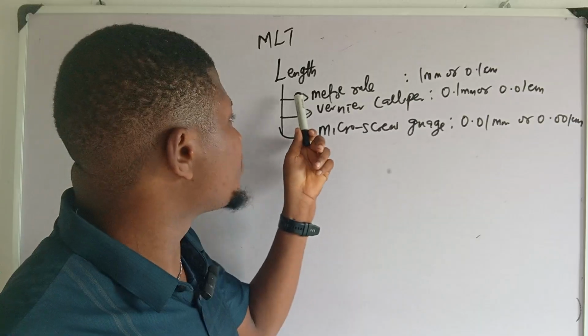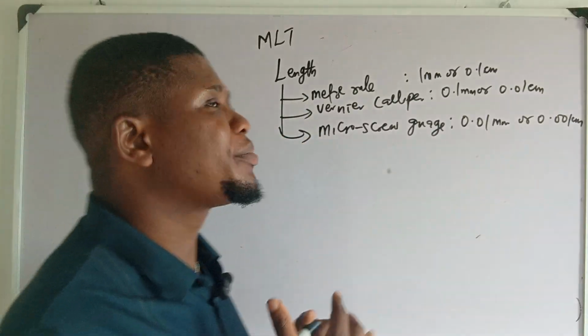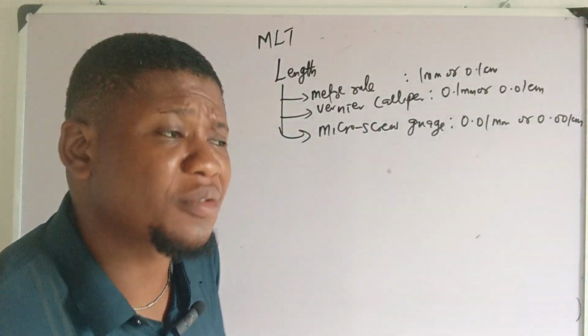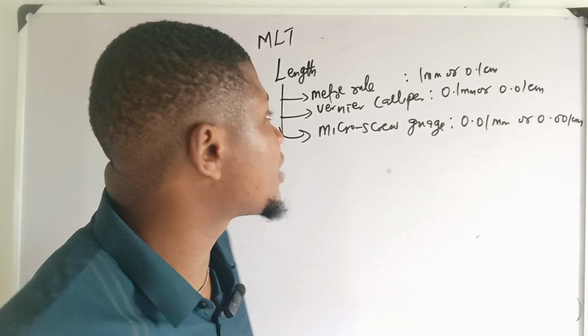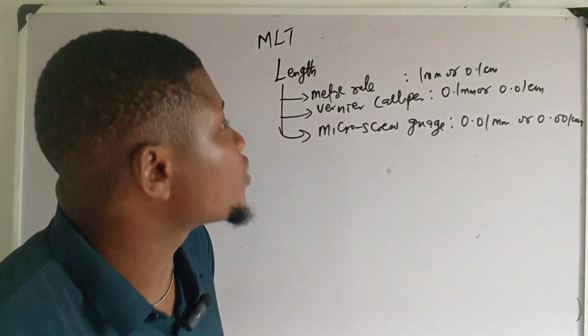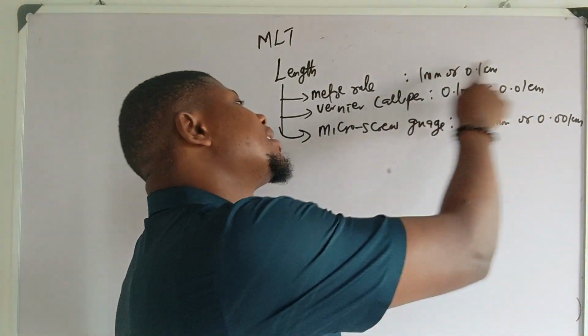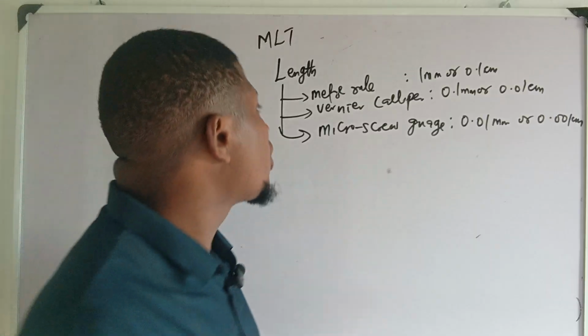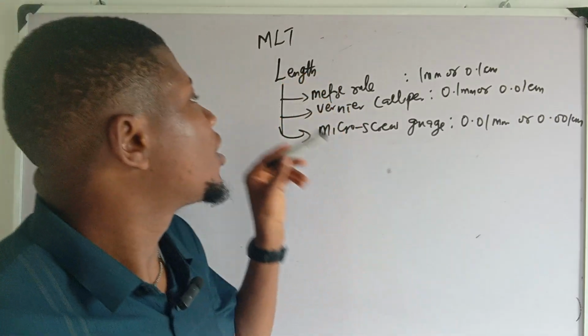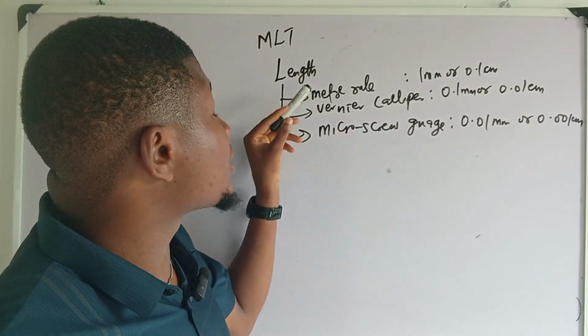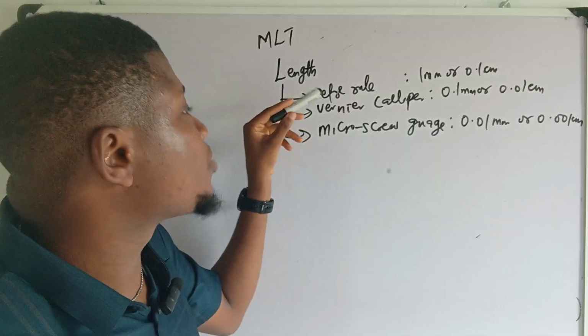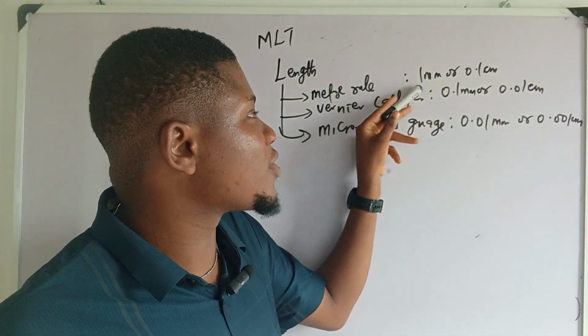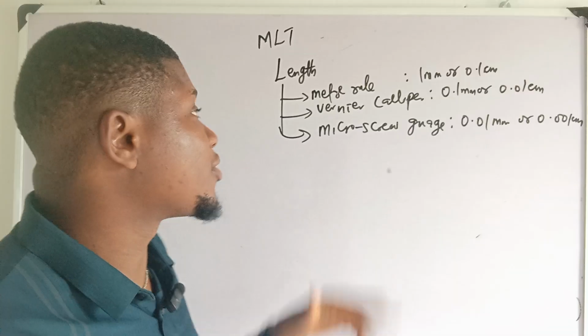Let's finish the meter rule. What do you have to know? You use it to measure bigger lengths, like the length of a field, a football field or something like that. The reading accuracy is 1 millimeter or 0.1 cm. Then the estimated uncertainty or least possible error is just half of that: 0.5 millimeter, then 0.05 cm.